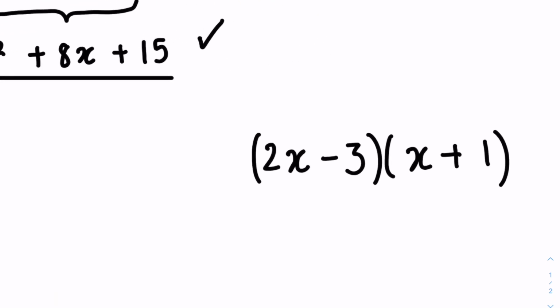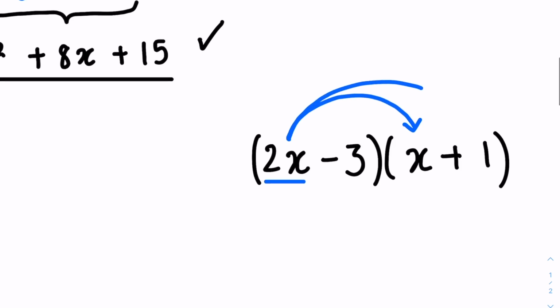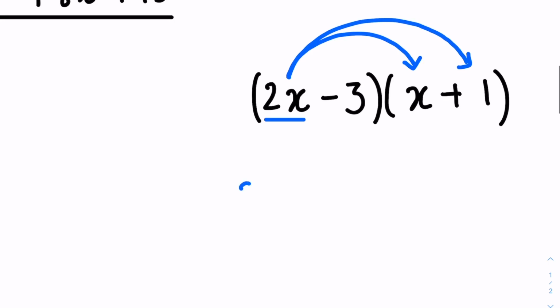Okay, the next example. Here we have (2x - 3)(x + 1). Again, take your first term, which in this case is a 2x. Multiply it by the x here and by the plus 1 here. 2x multiplied by x gives you 2x squared. 2x multiplied by 1 gives you just plus 2x.